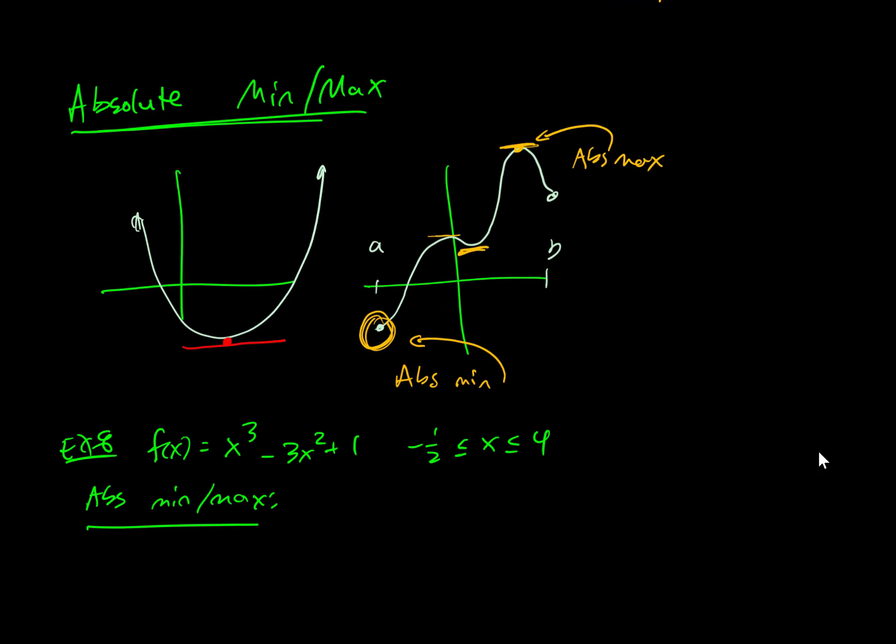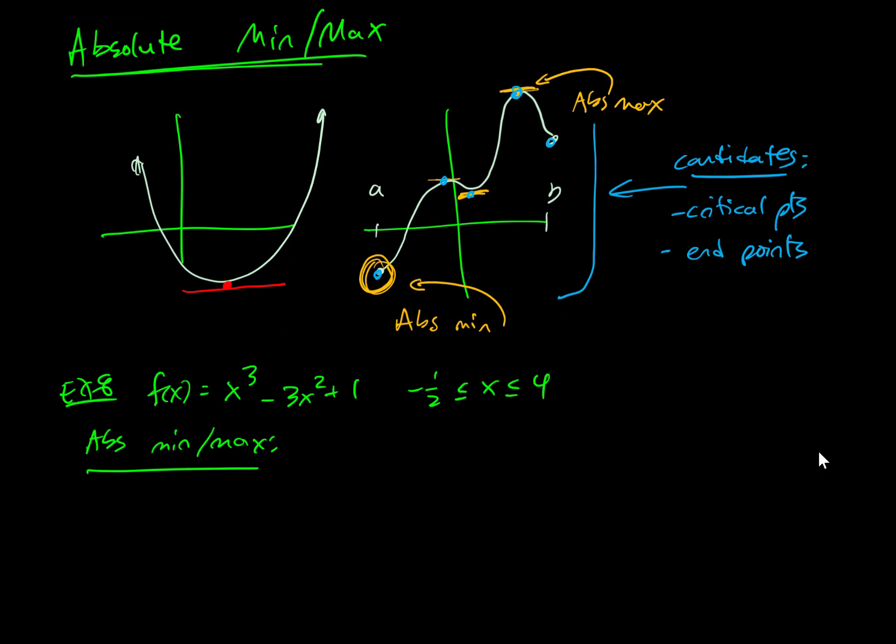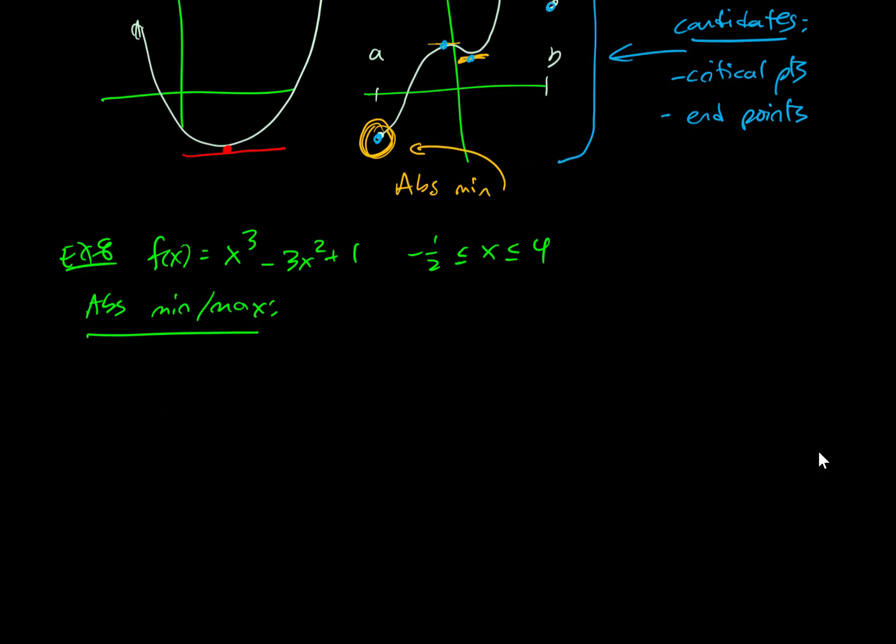So if I go back to this picture here, notice that my candidates were either the critical points, which are these 3 places, or the endpoints. So the candidates for these absolute extrema are the critical points or your endpoints, and those are the things that we need to test. So for example 8, first I'm going to find my critical points, and then all I have to do is test the critical points and the endpoints to see which one gives me min and max.